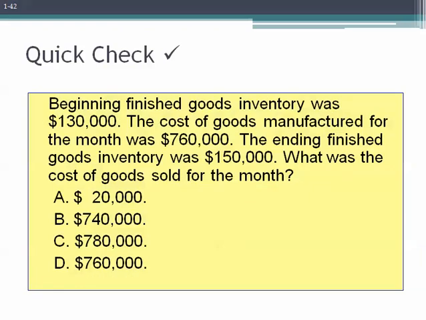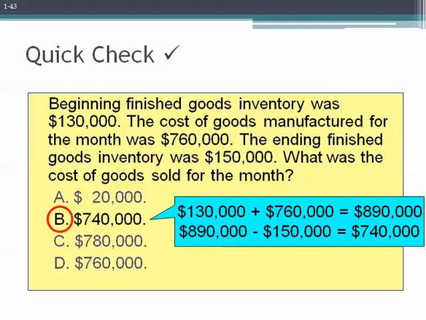$760,000. Finally, let's look at our finished goods inventory account. Beginning finished goods inventory was $130,000. Our manufacturing cost, our cost of goods manufactured for the period was $760,000. If our ending finished goods inventory was $150,000, that means our cost of goods sold had to be $740,000.